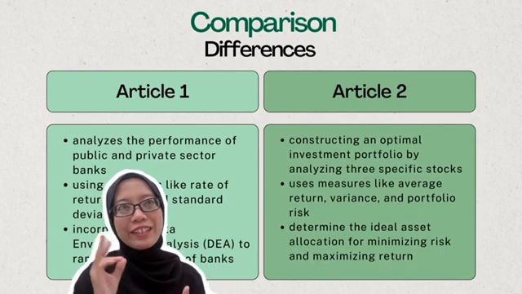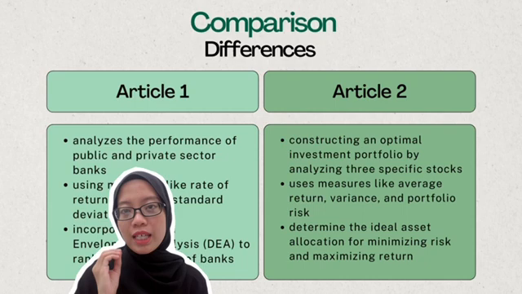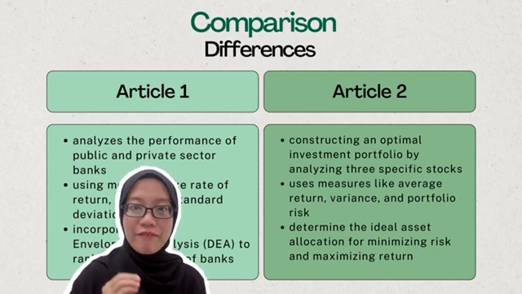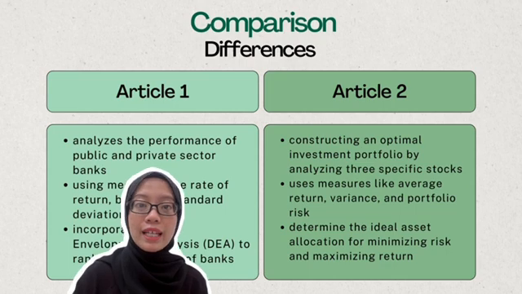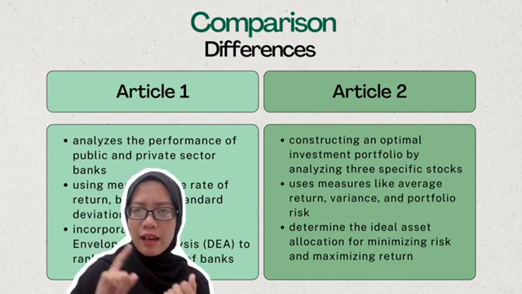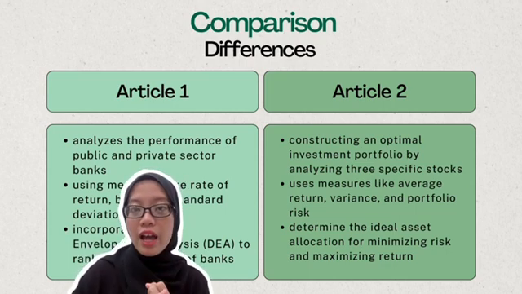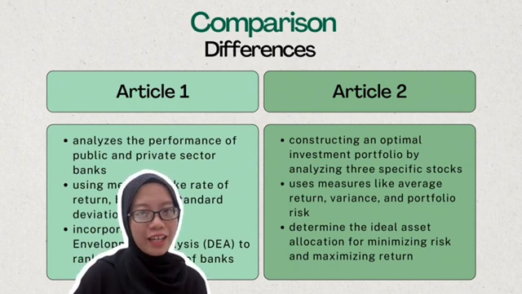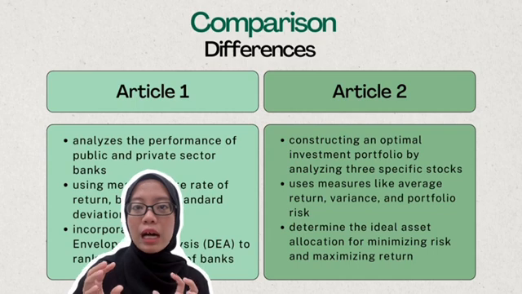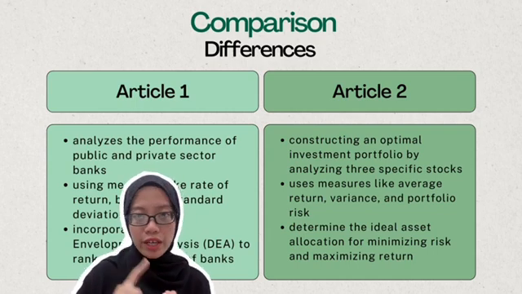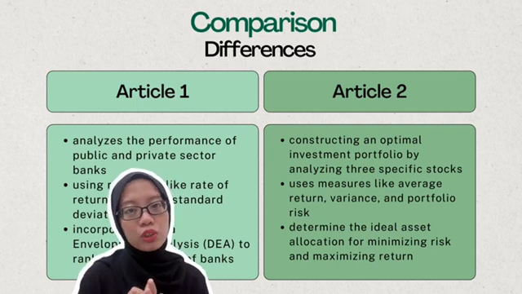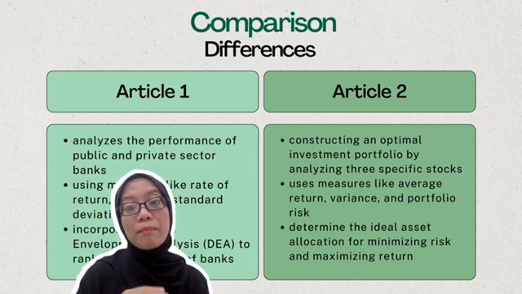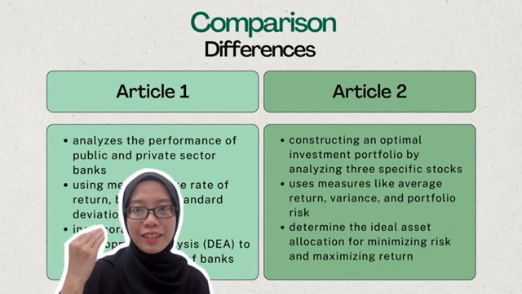Conversely, Article 2 by Lakshmi et al. focus on constructing an optimal investment portfolio by analyzing three specific stocks, which is Tata Steel, DLF, and ICICI Bank from the Sensex market. So this study used measures like average return, variance, and portfolio risk to determine the ideal asset allocation for minimizing risk and maximizing return.